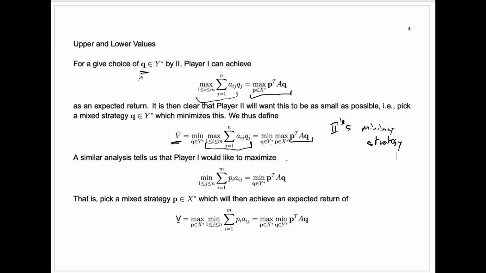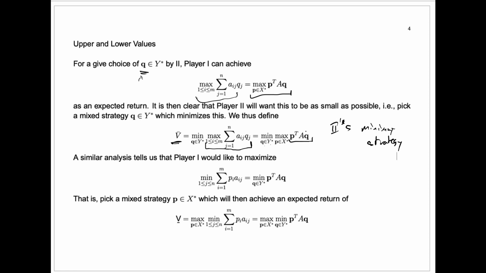The strategy of saying, I'm going to play a strategy Q from Y star that minimizes the maximum gain player 1 can force by playing his own, player 1's, best response strategy to my choice Q.